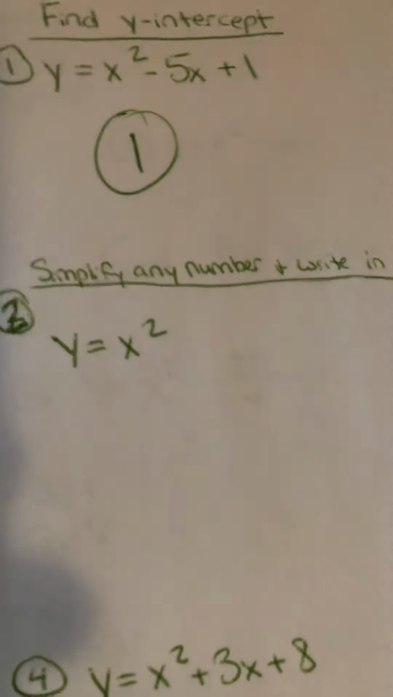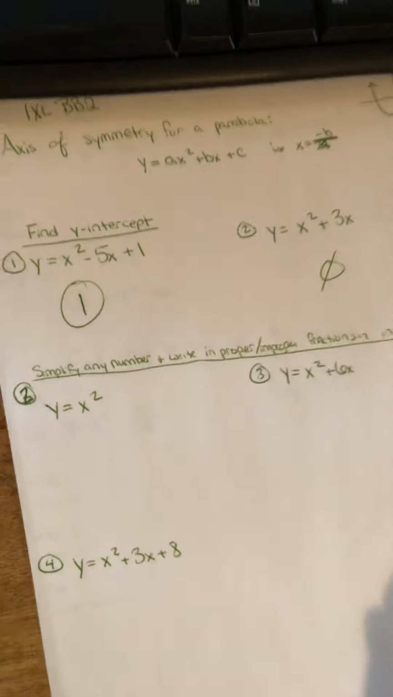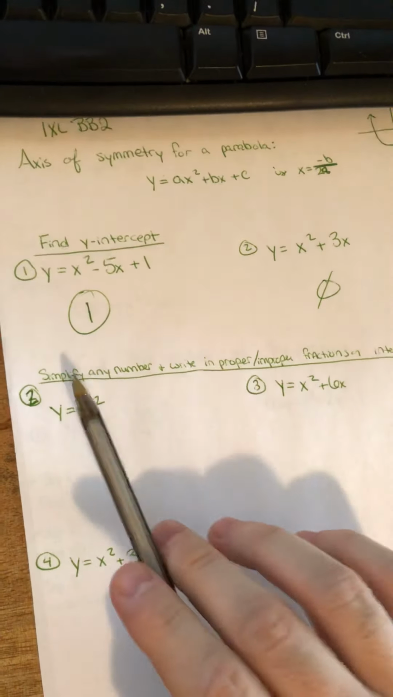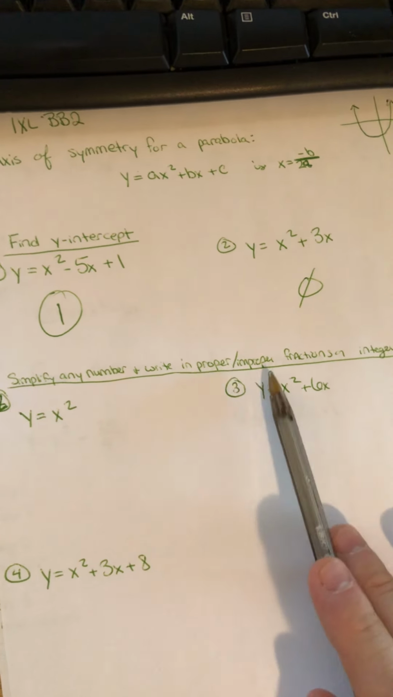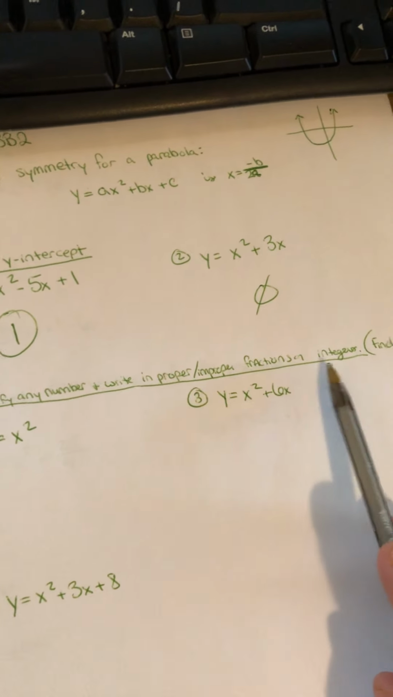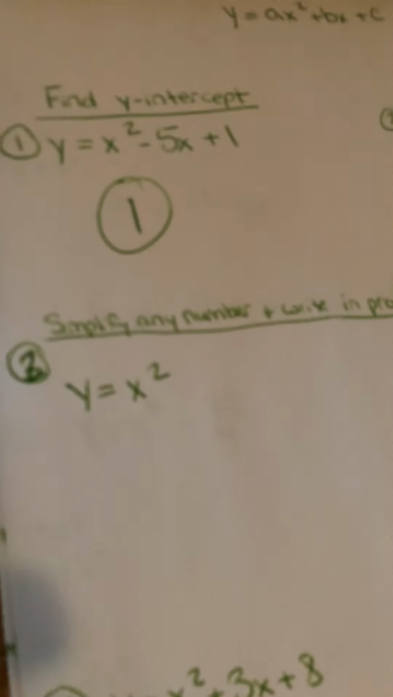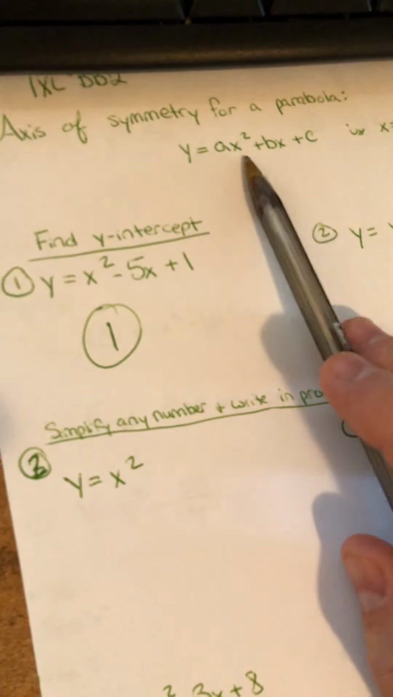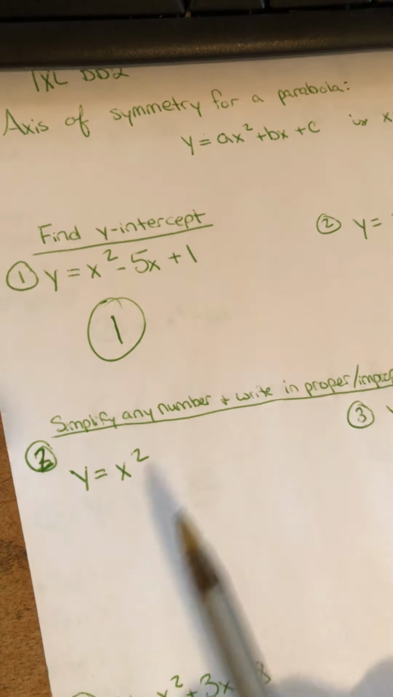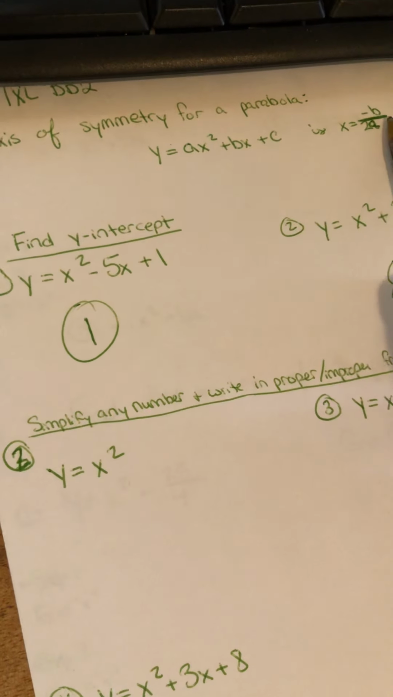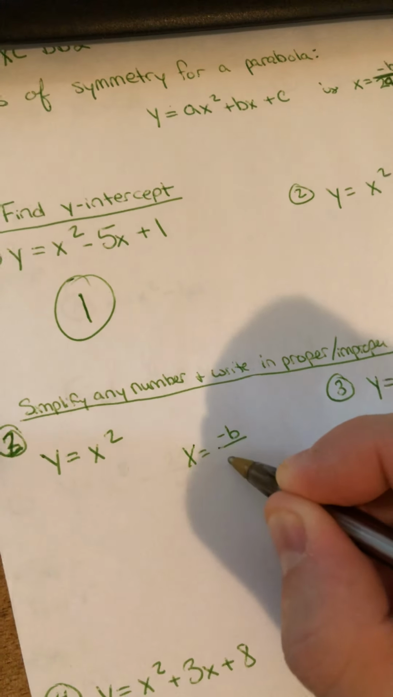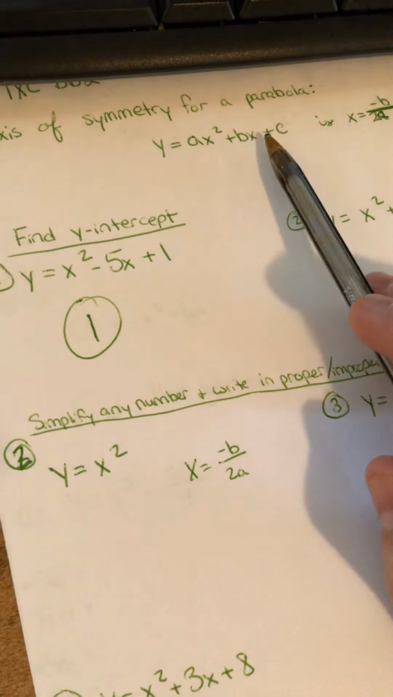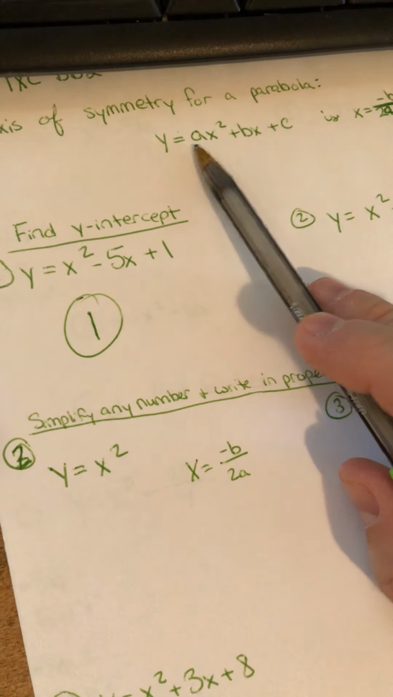Now back down here, the main reason for BB2 is this thing right here, finding x. So what we're going to be doing is simplifying any number written in improper or proper fractions or integers. Basically, all that means is find the x. Okay, so what we're going to be doing is using this equation, ax squared plus bx plus c, and using it down here to find x. Okay, so x is negative b over 2a. Okay, well, here's our b and here's our a. We're not really worried about c.